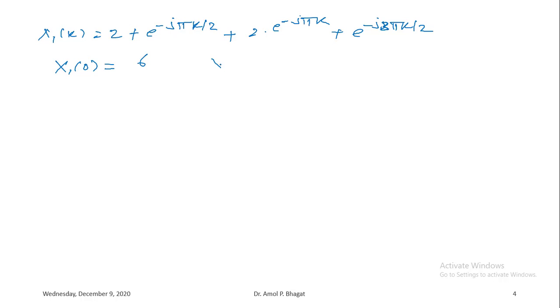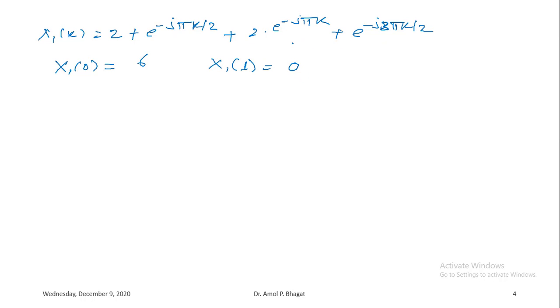Similarly, to find x1 of 1, substituting k equals 1 here, it will be 2 plus e to the power minus j pi by 2. You can determine it by using cos pi minus j sin pi, plus 2 into e to the power minus j pi, so it will be cos pi minus j sin pi. Here it will be e to the power minus j 3 pi by 2, so it will be cos 3 pi by 2 minus j sin 3 pi by 2. After adding all those values, you will get the value 0 here.